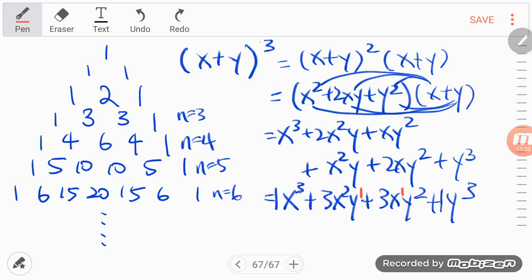Also, if you look closer, the total exponent here is 3. The total exponent here is 3. The total exponent here, 3. So that's another pattern. The exponents should add up to whatever we have here that we're expanding.